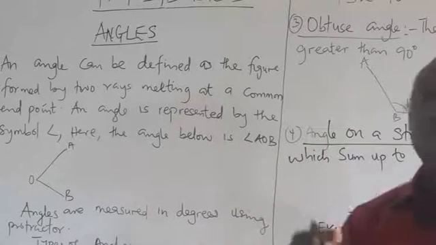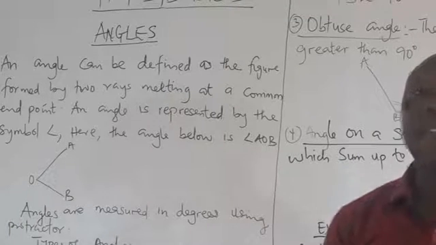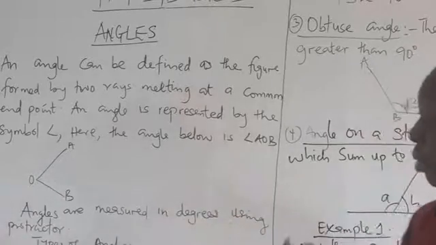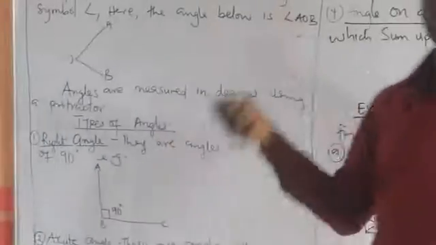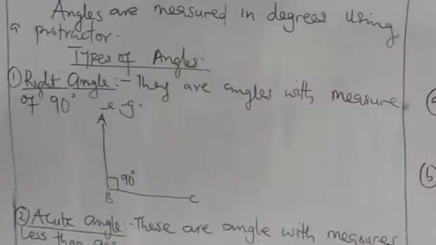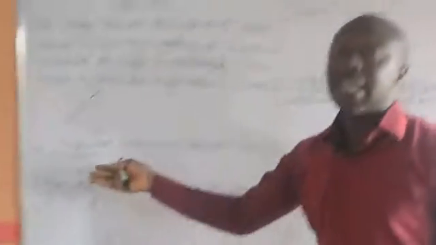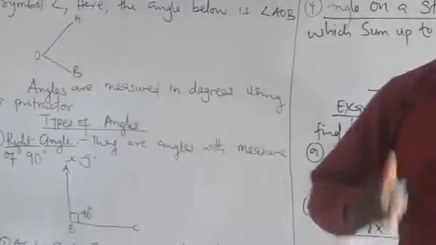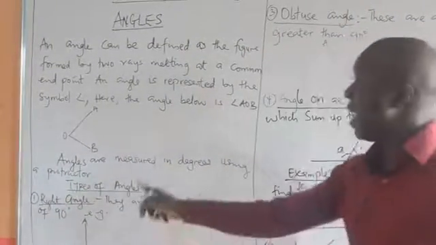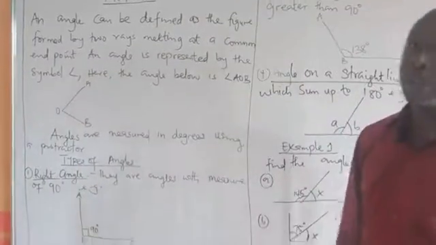Under the same topic, we also talked about types of angles. We have different types of angles: the right angle, the acute angle, the obtuse angle, and angle on a straight line. Let me start with the right angle. Right angles are angles with a measure of 90 degrees.